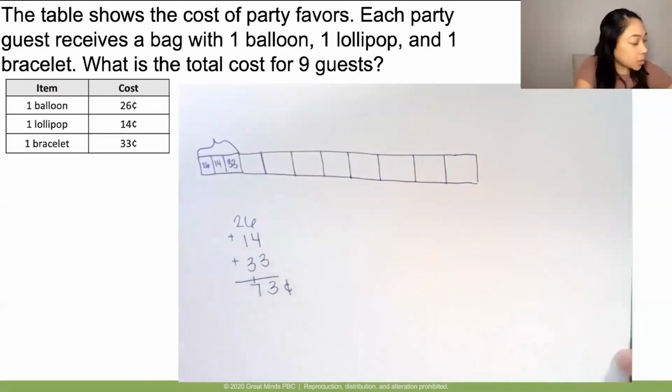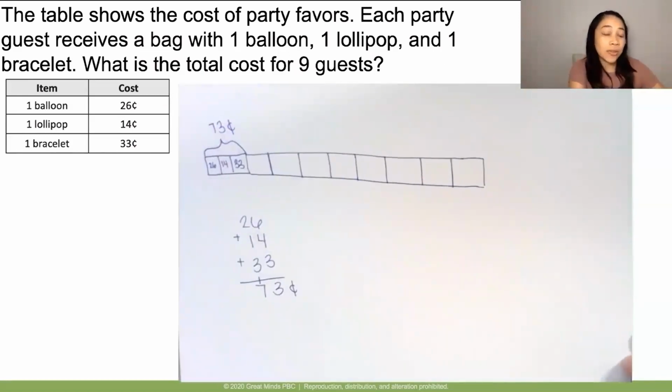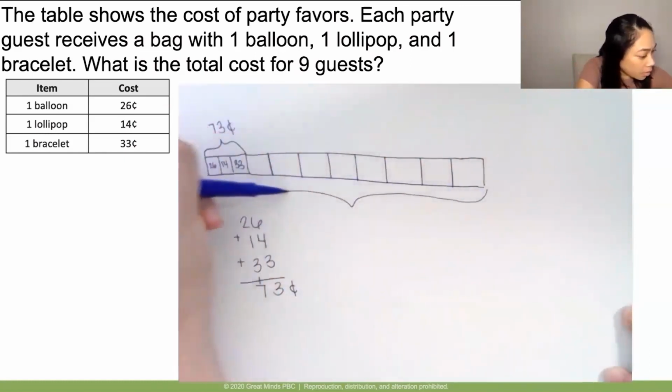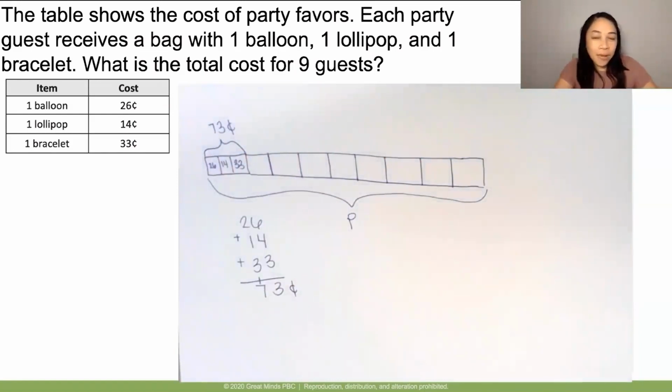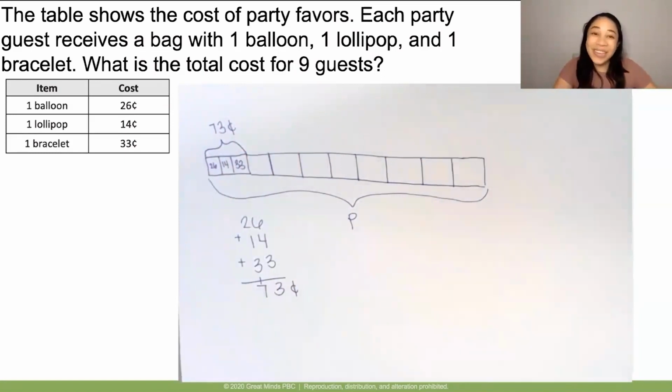So we're going to go ahead and mark this 1 unit as 73 cents. But again, we're trying to figure out the cost for all 9 guests. So we'll mark this unknown in our model with the variable P. How can we solve for the variable P? We need to multiply 73 cents times 9. Do this now.